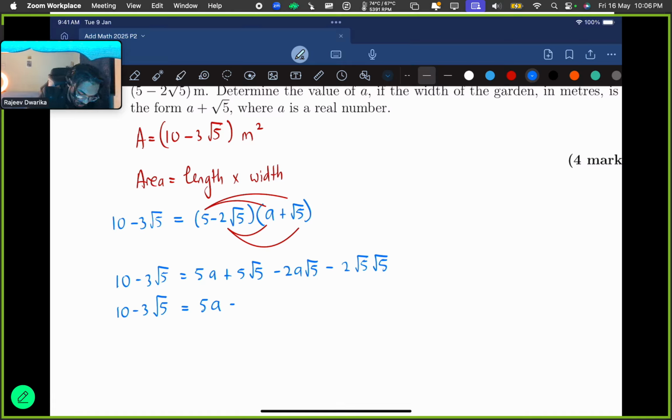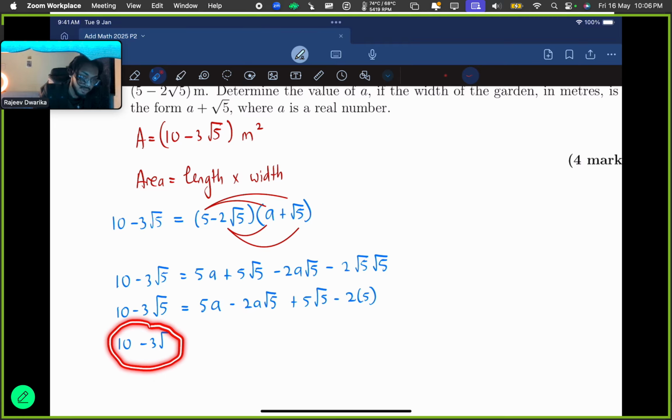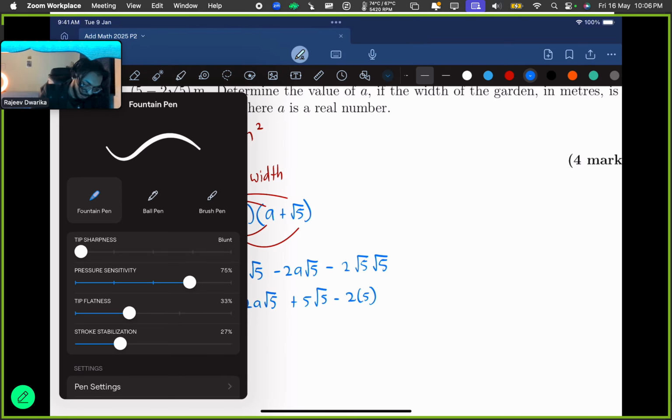Right, so I could write minus 2A root 5. So all of these are A terms. Then I have plus 5 root 5, right, minus 2 by 5. So we have 10 minus 3 root 5. So here what we're trying to do is get the right hand side in this exact format so we could equate. That's what we want to do.